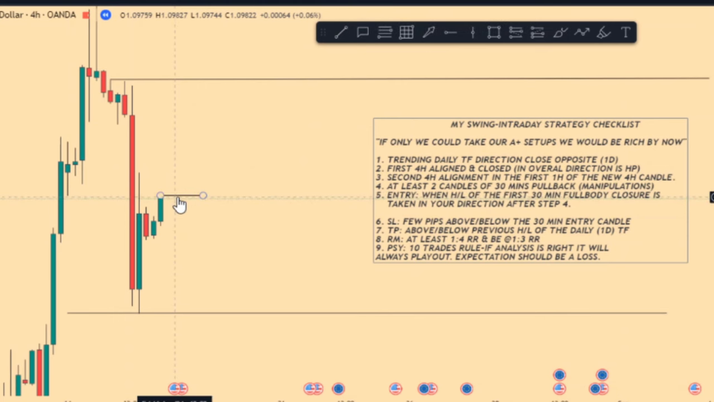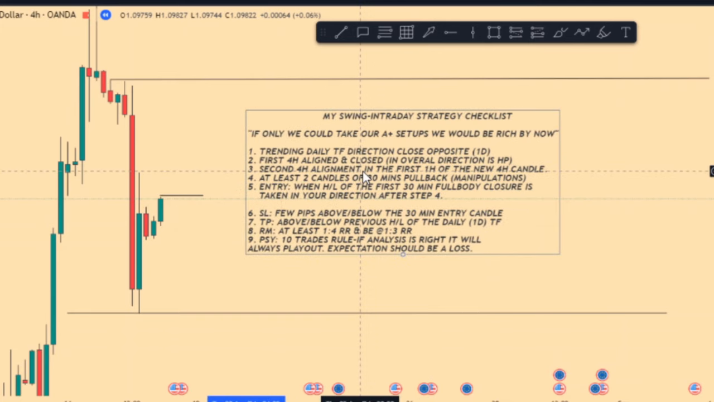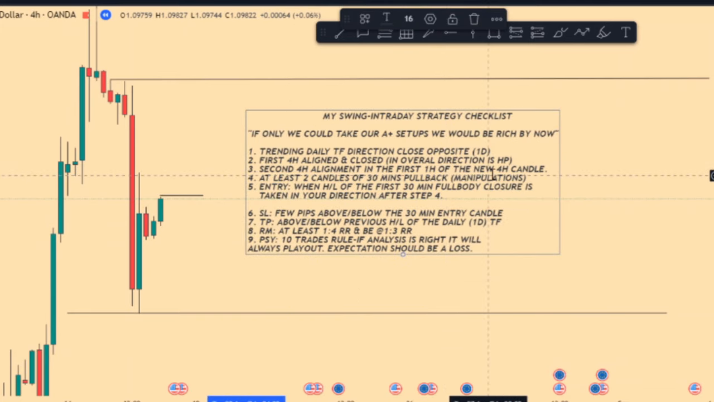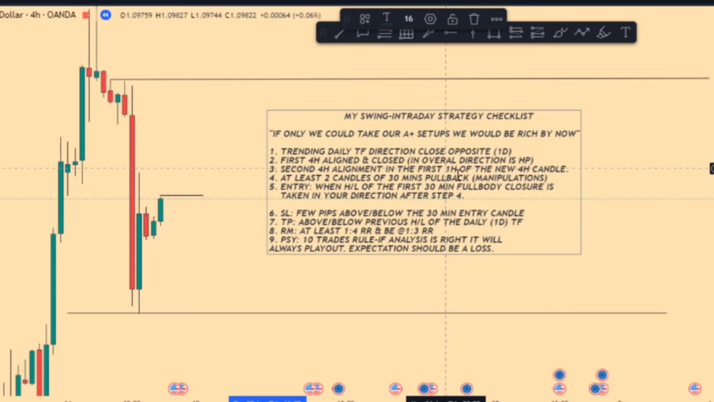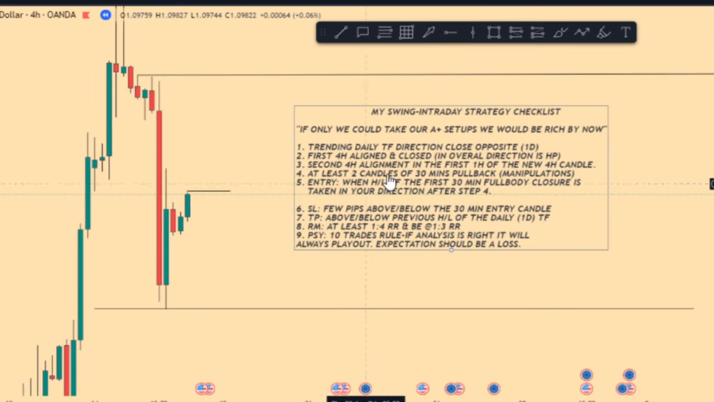So at this particular point, second alignment in the first 1 hour of a new hour candle. Basically we're expecting a new candle to start printing in 4 hours. That new candle is what I am waiting for. It will give me the first alignment in the first 1 hour. I've rewired this to make it simple for people I'm confusing with a lot of manipulations, so I've tried to re-summarize it.